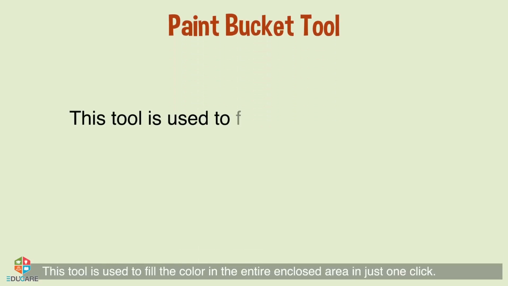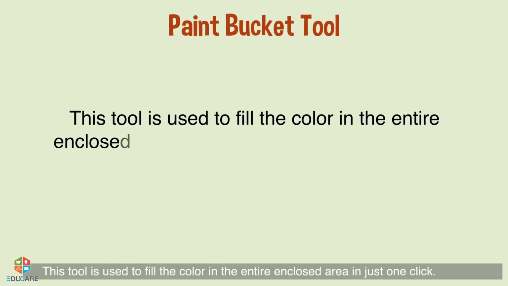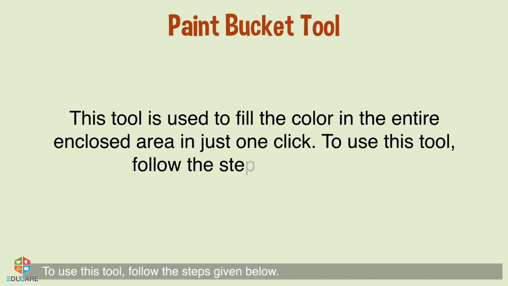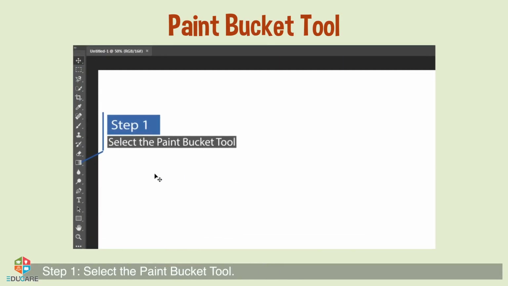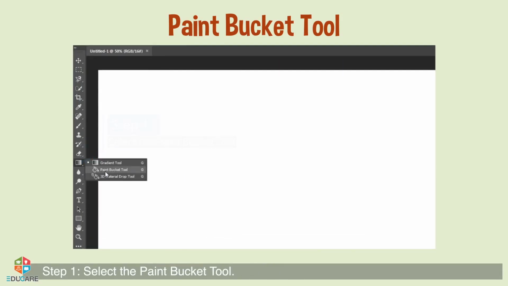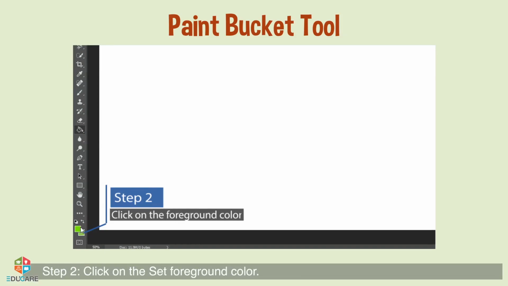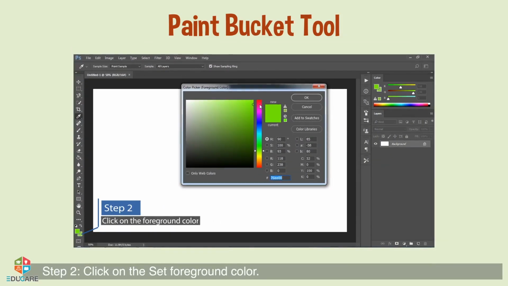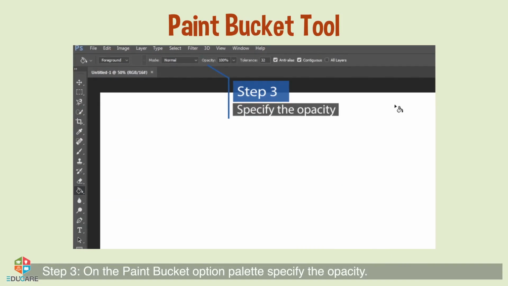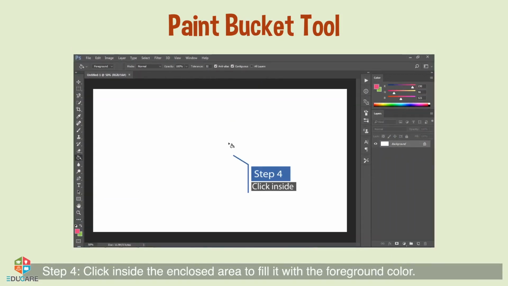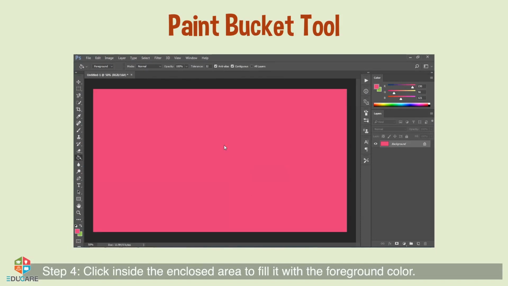Paint Bucket tool. This tool is used to fill the color in the entire enclosed area in just one click. To use this tool, follow the steps given below. Step 1. Select the Paint Bucket tool. Step 2. Click on the Set Foreground Color. Step 3. On the Paint Bucket option palette, specify the opacity. Step 4. Click inside the enclosed area to fill it with the foreground color.